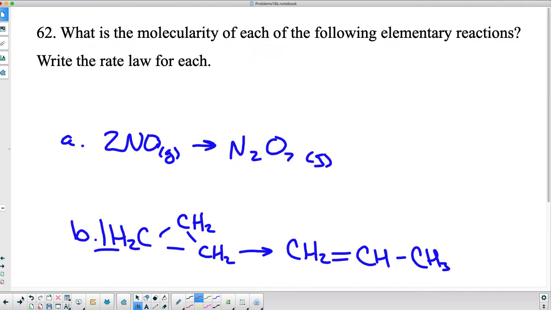So let's take a look at 62. What is the molecularity of each of the following elementary reactions, and write the rate law for each. So this one is bimolecular. There are 2 molecules. Obviously for this here, so this would be bi, and the rate law would be K times NO, and because this is an elementary reaction and there's 2 of them, I have a second order. Okay, so let's keep going.